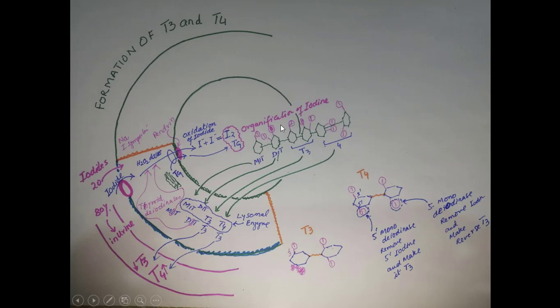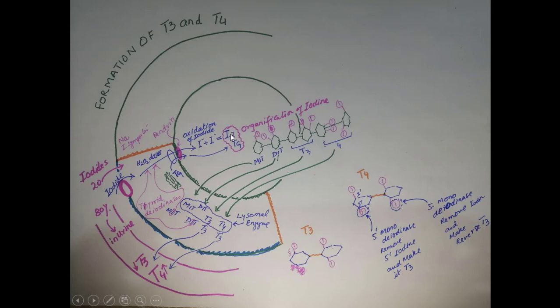So again, repeating: trapping of the iodides through the sodium iodide symporter, then movement of this iodide through pendrin into the colloidal material, where the oxidation of iodine is going to occur. Two iodide molecules join to form iodine. Then this iodine is going to join with the thyroglobulin, which is produced by the ribosome within the cell. This thyroglobulin molecule has multiple amino acid tyrosine residues present.